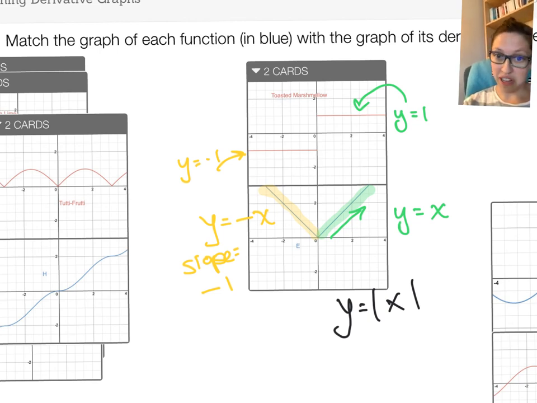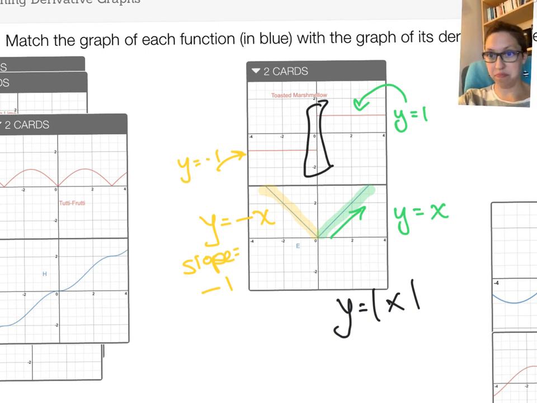Now, an interesting observation: there's a big old break in this graph, right? There's a big old jump. That's this sharp corner where the function is not differentiable, okay? The absolute value function is not differentiable at x equals zero. The tangent line is not well defined. There is not just one slope of the curve at that point. That's a place where this function is not differentiable.